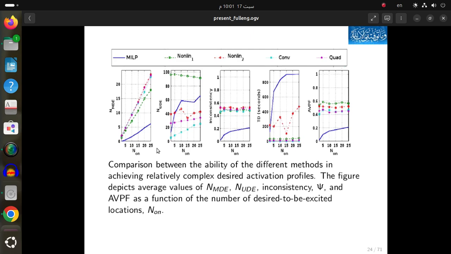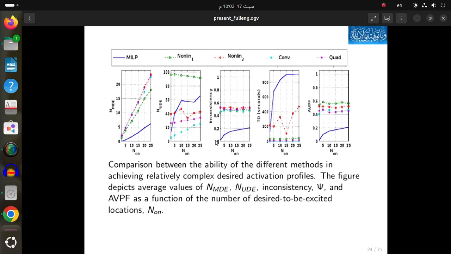Of course, we compute the average of different examples. So here we find, of course, it is as expected. As the number of locations we desire to excite increases, the problem is more complex. We want to relate this to the inconsistency. Of course, the mixed integer approach is performing the best. And the same is true for the average probability of failure.